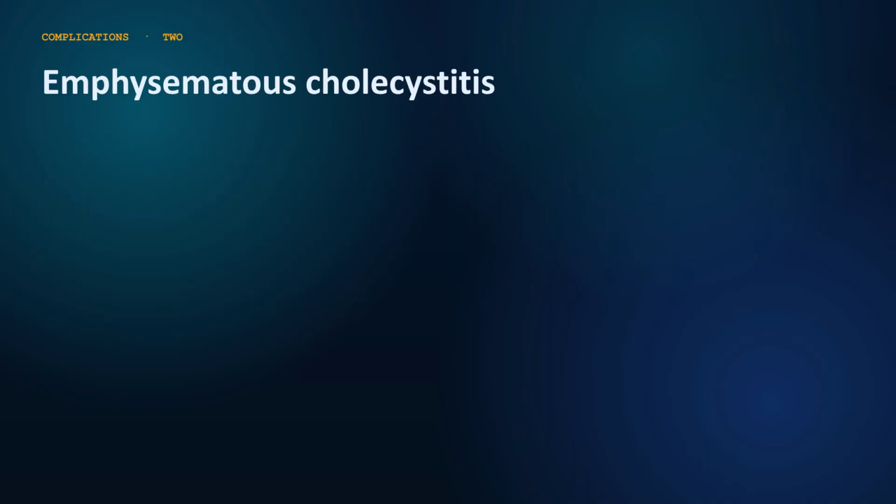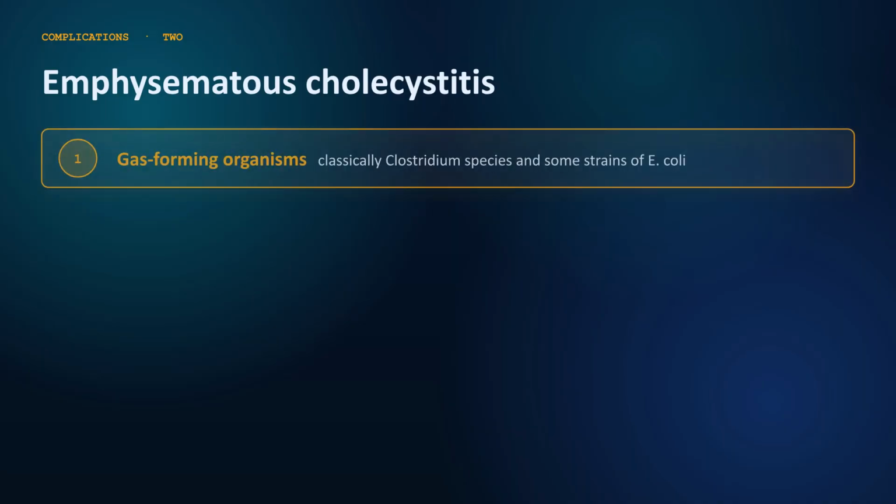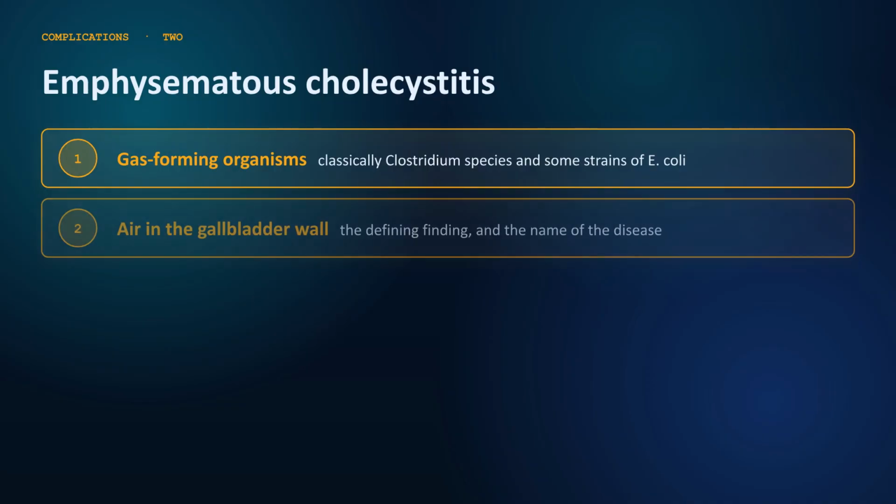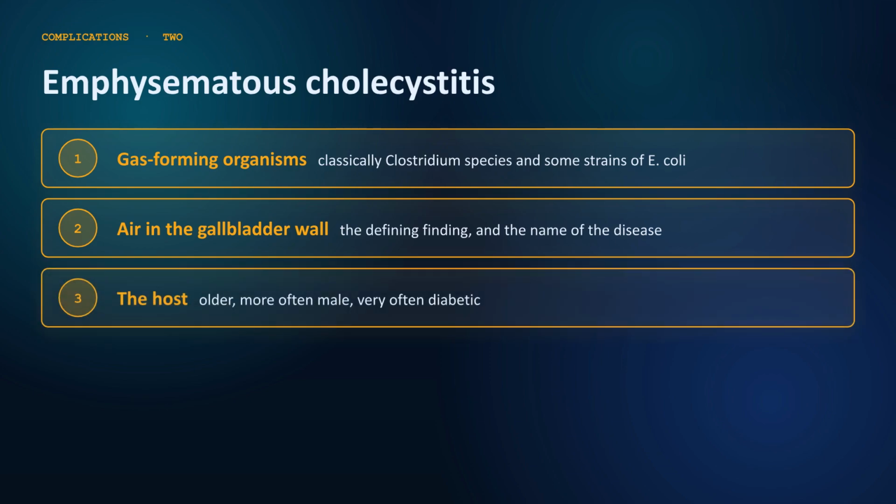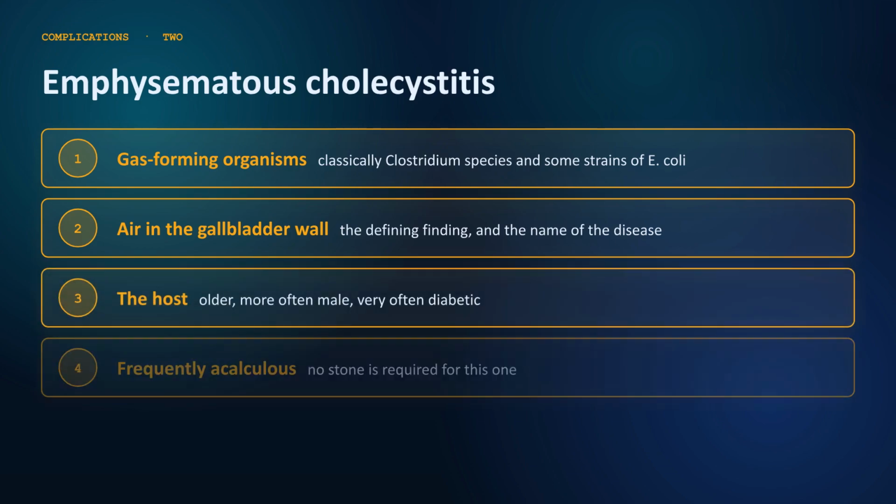Emphysematous cholecystitis is different, and it is an emergency. Gas-forming organisms infect the wall, classically Clostridium species and some strains of Escherichia coli. The finding is air inside the gallbladder wall. The typical patient is older, often male, and very often diabetic. A large proportion of these cases are acalculous.